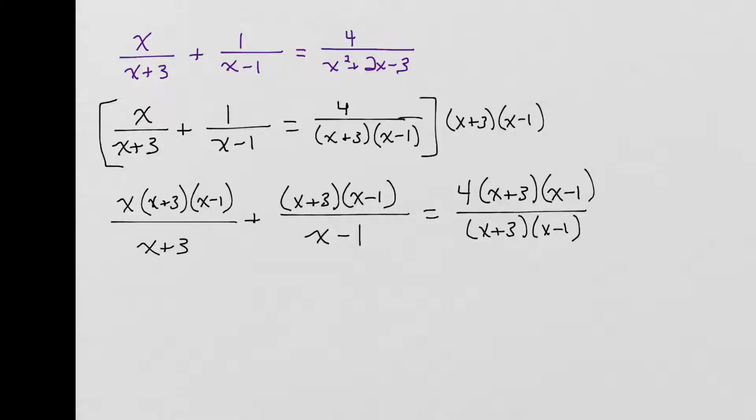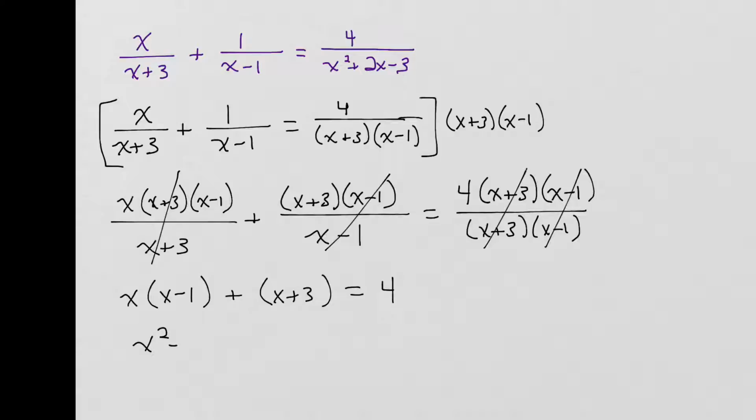Alright, and now we can start canceling. So over here we lose the x plus 3's. So I'm left with x times x minus 1. Plus, over here we lose the x minus 1's. So I'm just left with the x plus 3. And over here we lose both. And so now if I multiply it out, I get x squared minus x plus x plus 3 equals 4.